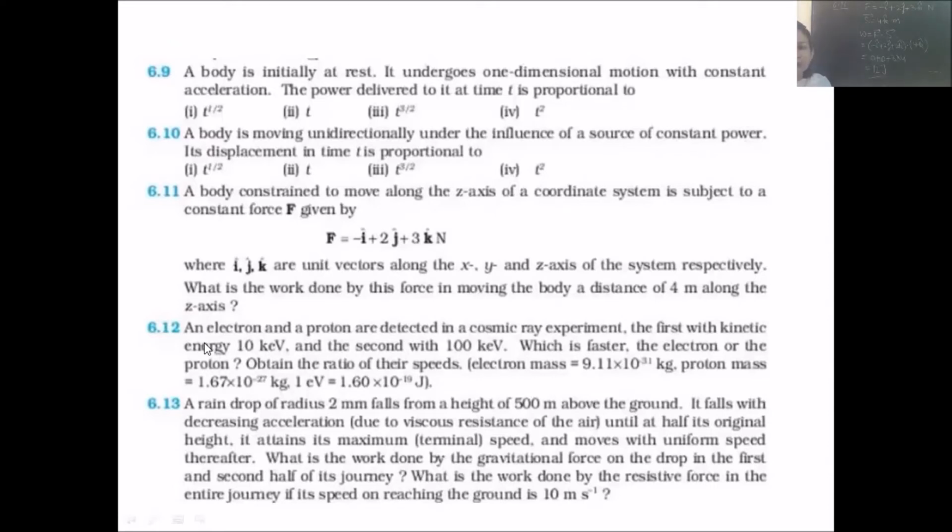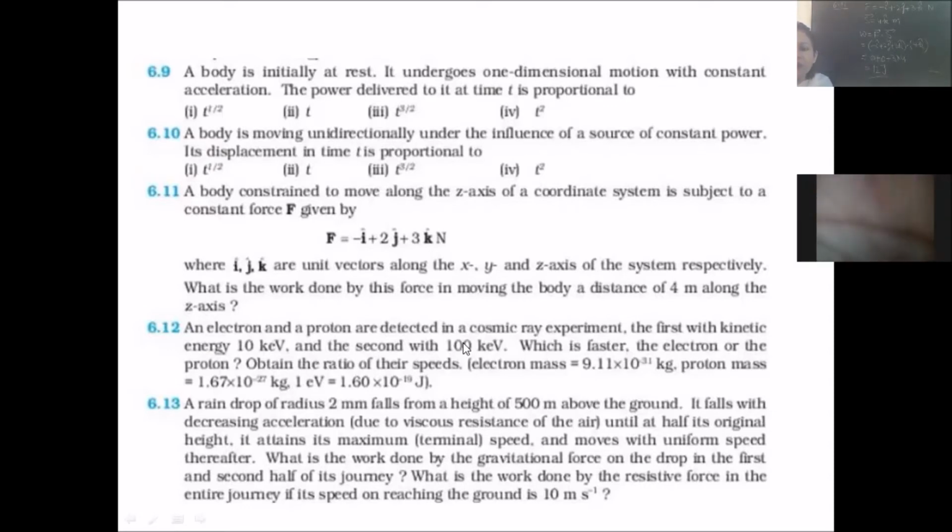Okay, first thing we have to find out: which one will be moving faster? Obviously electron, because its mass is less, it is lighter. Obtain the ratio of their speeds, but we can't predict it verbally. So we have to find the ratio of the speeds mathematically. Mass of electron is given, mass of proton is given, the value of 1 electron volt is also given to you in joule. I don't think we will need the value of electron volt, because both the units are in kilo electron volt, so they will get cancelled when we take the ratio.